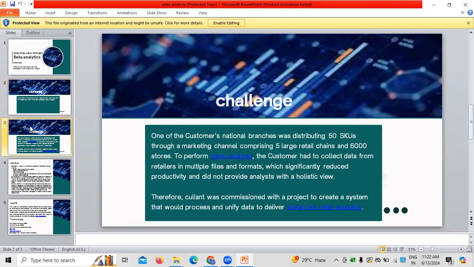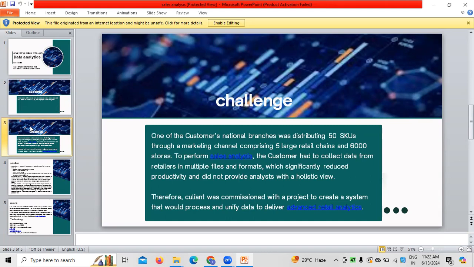Next, we must know about the kind of challenge they were facing. The customer has different national branches distributing 50 SKUs, and the marketing channel comprises 5 larger retail chains. If they want to perform data and sales analysis, the customer has to collect the data from the retailers. This data will be in different formats: it can be a document, video, PDF, PNG, or JPEG. So there will be multiple files and formats.